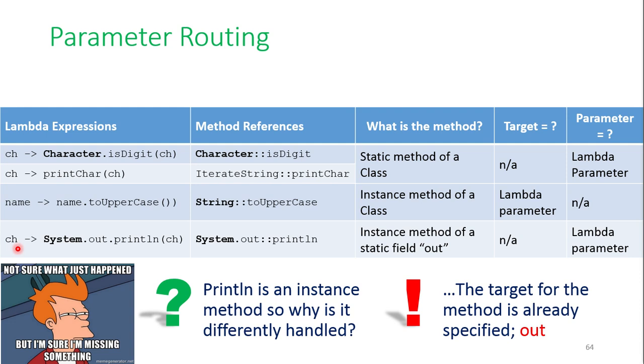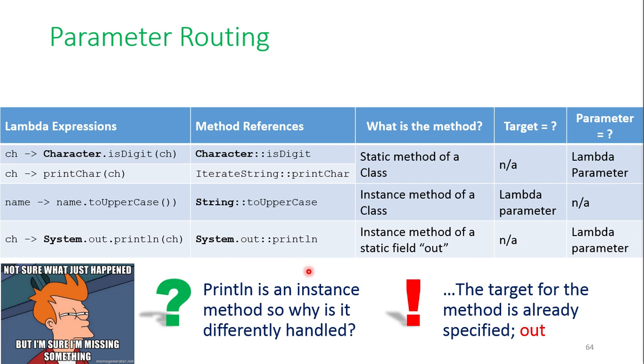Okay. Now we already have an object System.out on which we can call println, but the ch parameter is going to be used as a regular parameter during the method call. So that's what the last two columns summarize, right? The ch parameter of the lambda is used as a parameter for the method call, and the target of the method call is not applicable. We're not going to use the ch parameter of the lambda for that. We already specified we want our method to be called on an existing object that is System.out.